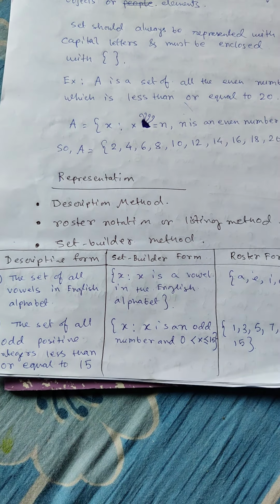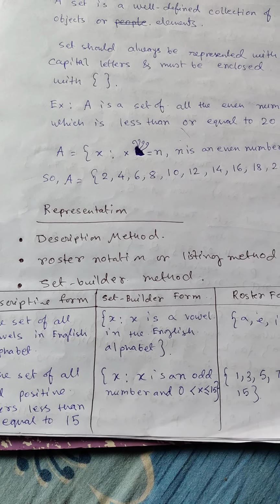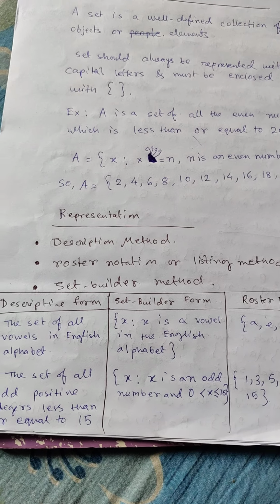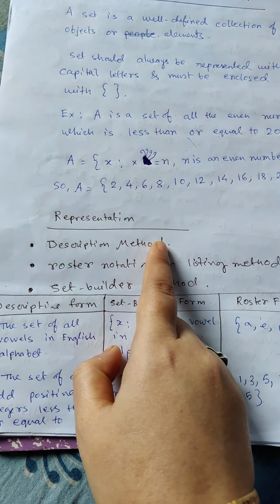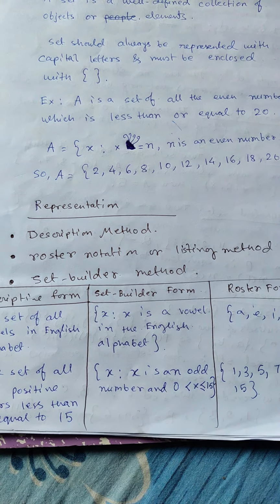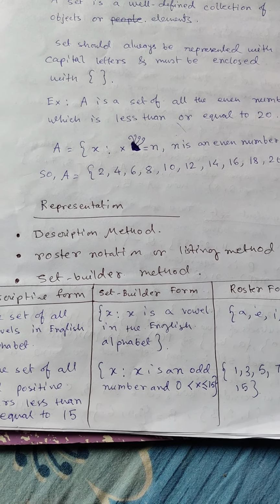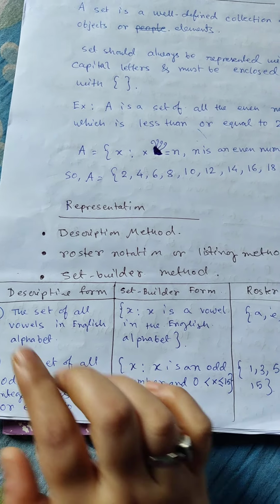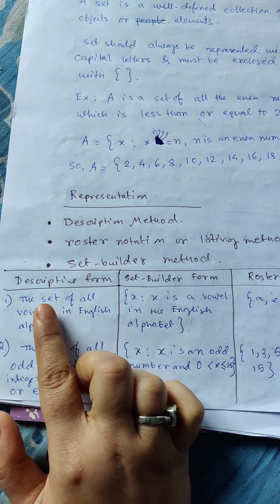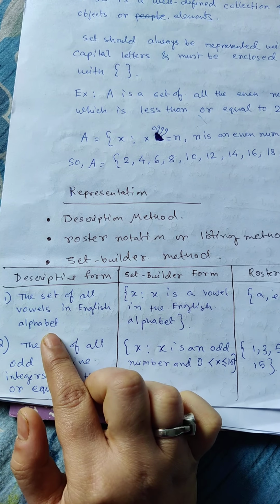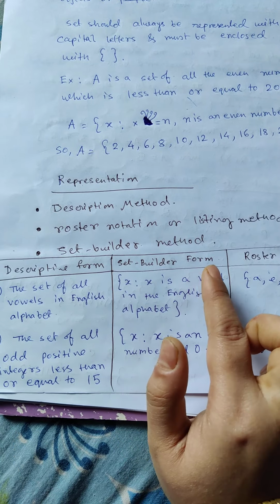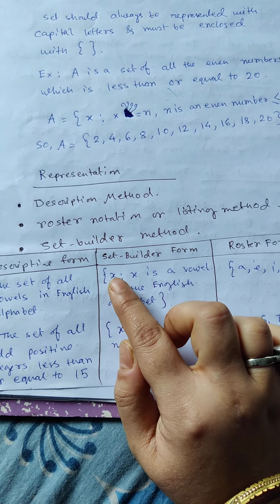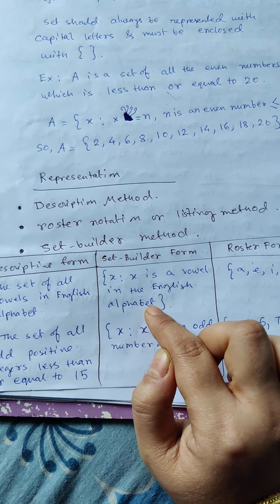Now, representation of a set. How can we represent a set? It can be represented in the description method, in roster notation or listing method, or set builder method. Now what is the descriptive form? The set of all vowels in the English alphabet. This is the description. Now the set builder form, in which we take a variable like x: x is a vowel in the English alphabet.